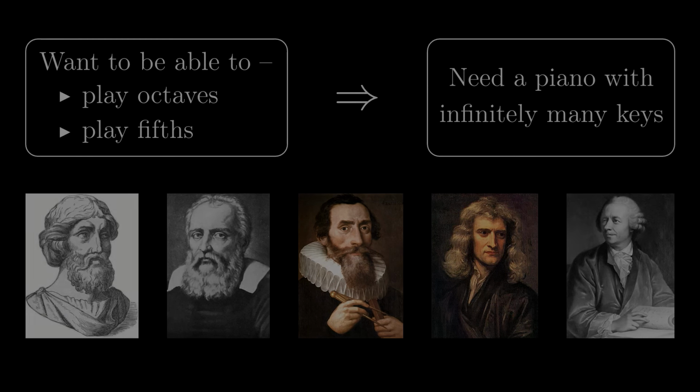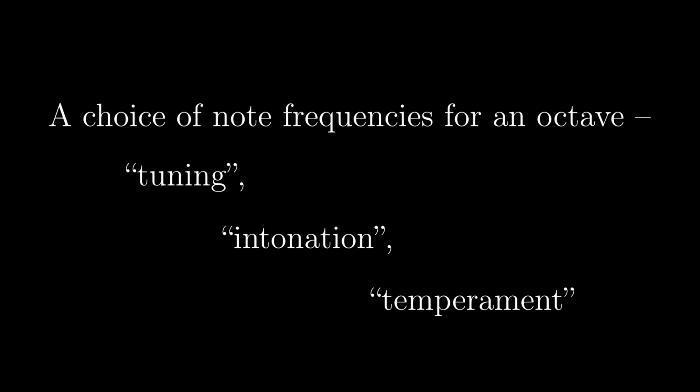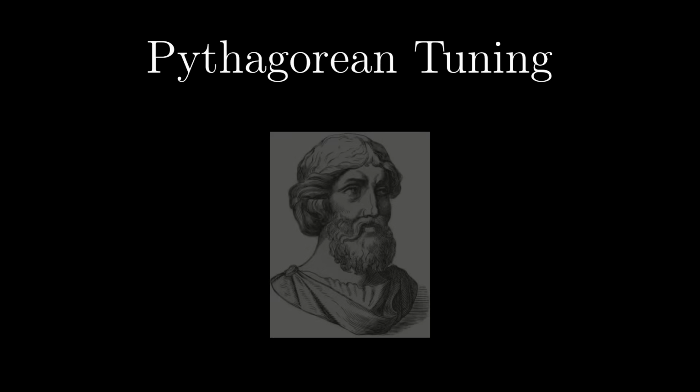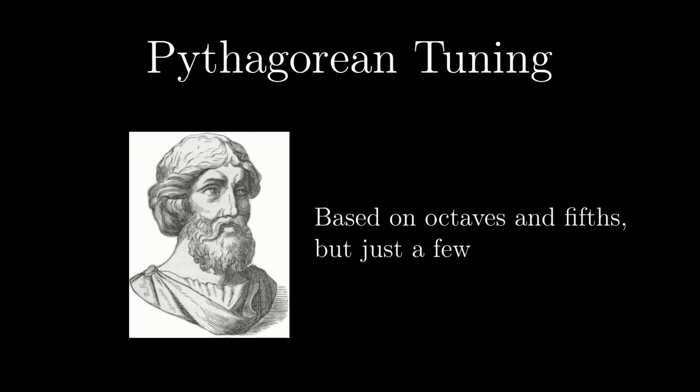Each way results in a certain choice of note frequencies for a single octave, and such a choice of frequencies is called a tuning, or an intonation, or a temperament, and I will use these three terms interchangeably. We will discuss in this video only a few of the main temperaments, and the first one is called Pythagorean tuning. This tuning is often credited to Pythagoras himself, and it was common in Western music until the late Middle Ages. The idea behind Pythagorean tuning is to use octaves and fifths, which are exact 2:1 and 3:2 ratios, but not too many of them, just enough to play some simple melodies.